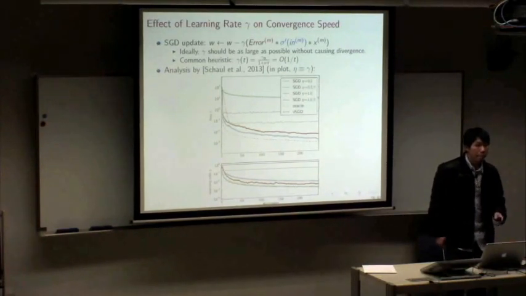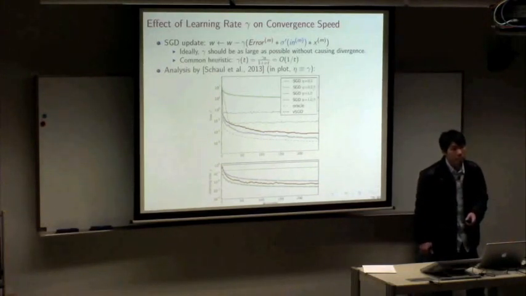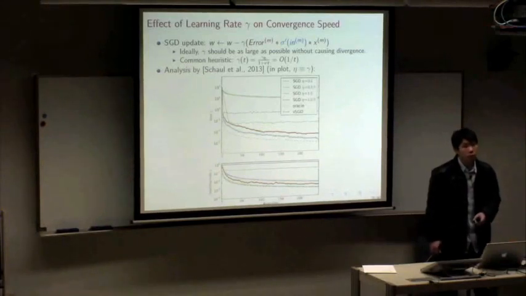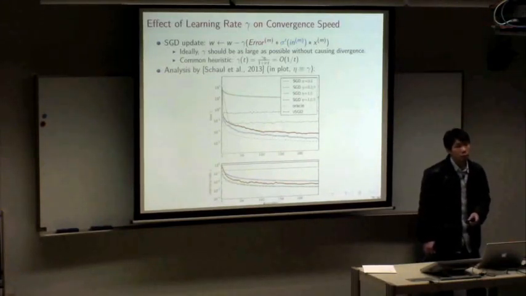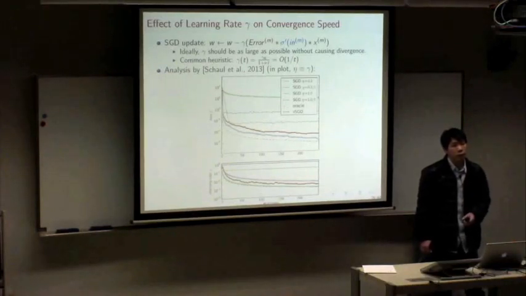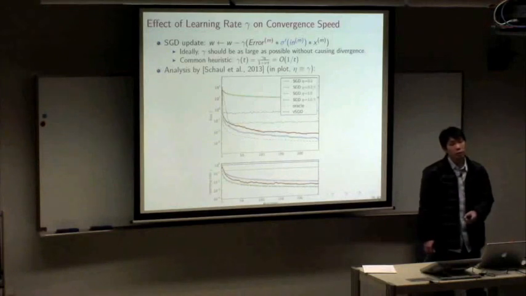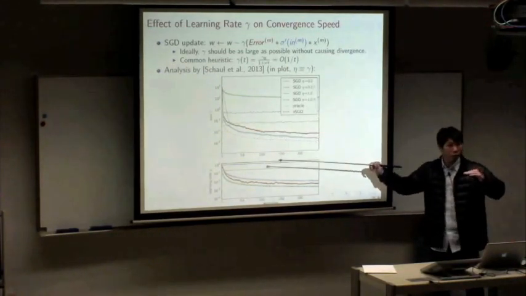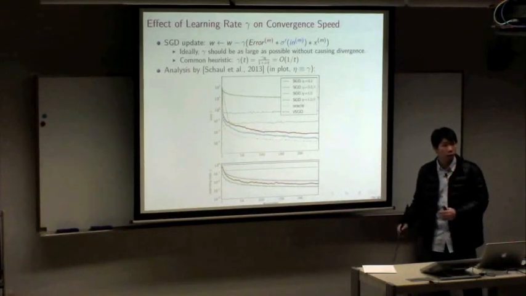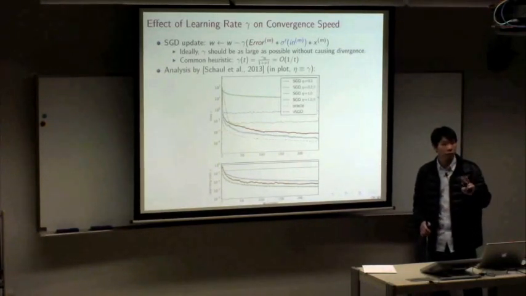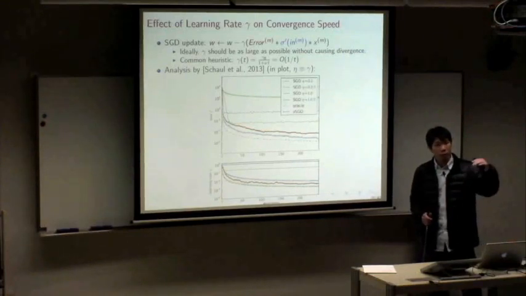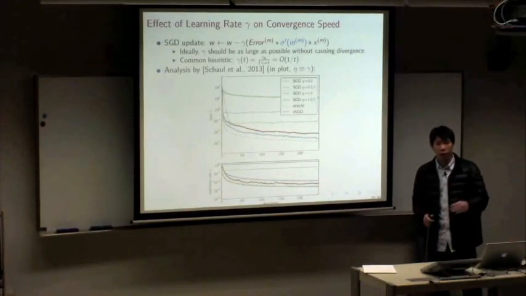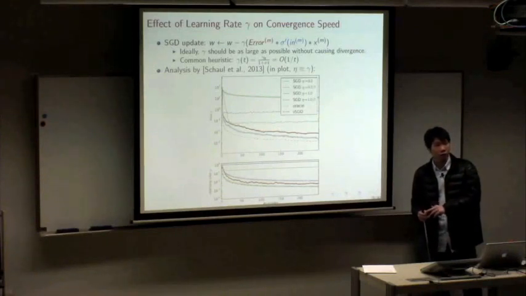Student: So the gamma function only affects the convergence speed of the model? Yes. Student: Maybe the gamma may cause some loop, so the loop never converges? Yes, yes. That's basically what's happening here, right? It's converging, but it's converging at a higher loss. So gamma actually affects two things. One is the speed at which you decrease the function, and the other is the actual lowest point you can get on the function.